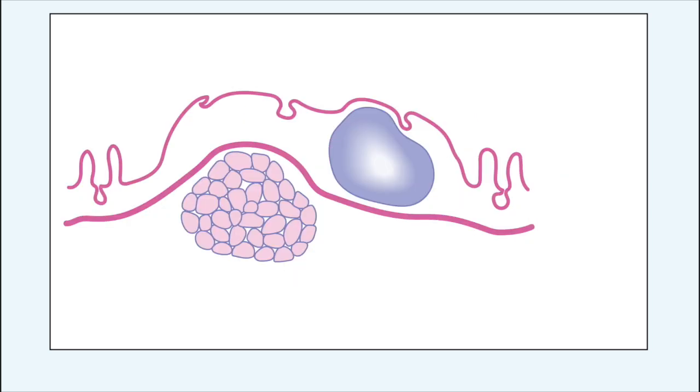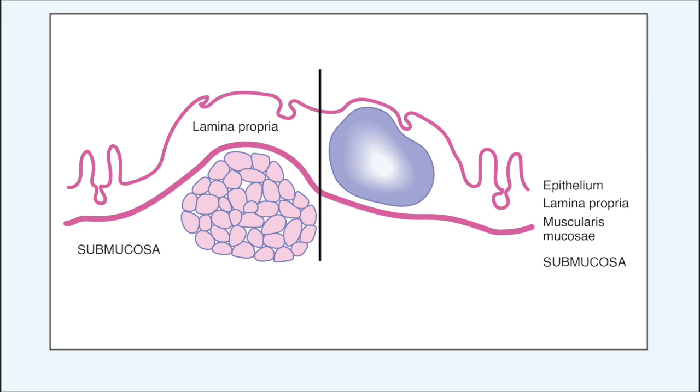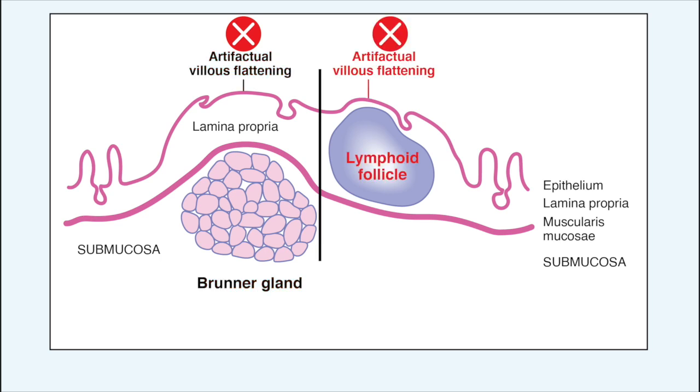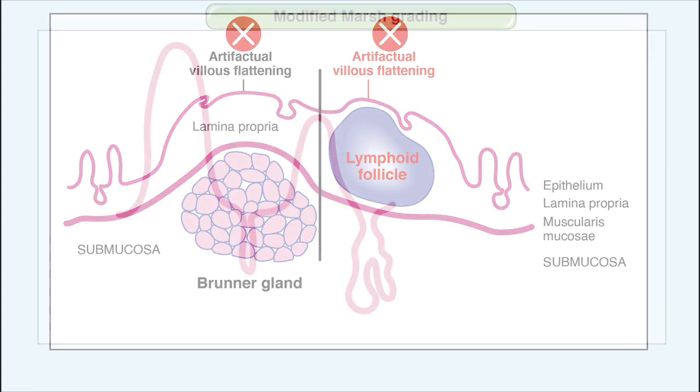Points to be noted that the mucosal fragment shouldn't be considered for evaluation whenever it is taken over the submucosal Brunner glands and when there is a large reactive lymphoid follicle in the lamina propria. They can show artifactual villus flattening.